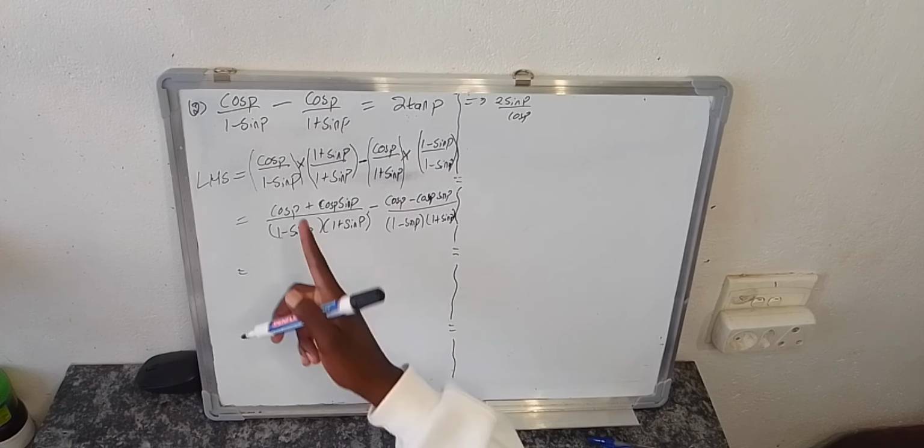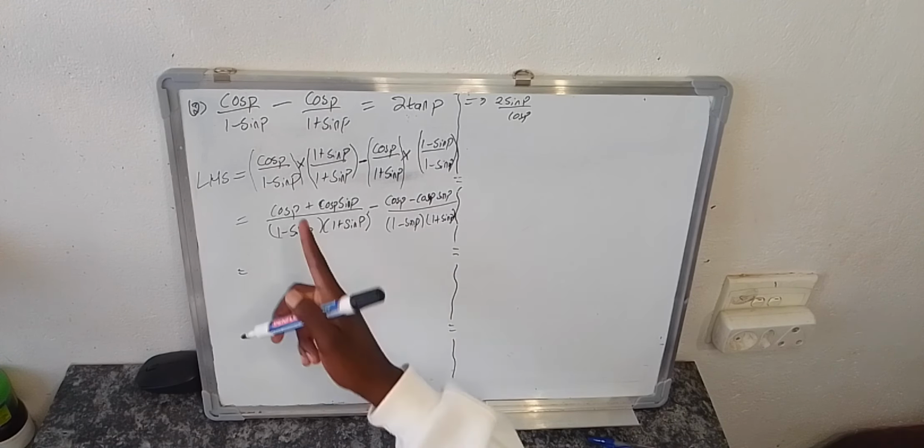1 multiplied by 1 is 1. 1 multiplied by sine p is positive sine p. Negative sine p multiplied by 1 is negative sine p. Negative sine p multiplied by positive sine p is what? Is negative sine squared p. So you can see that at the denominator side we have the like terms. So the like terms will subtract each other. So you're going to be left with 2 cos p sine p, all divided by 1 minus sine squared p.